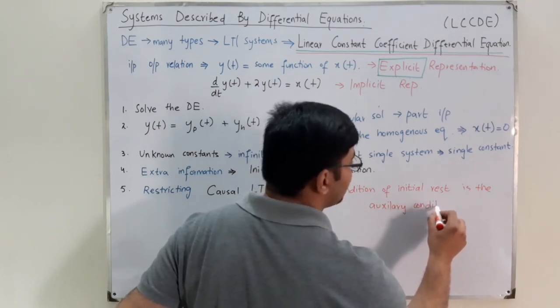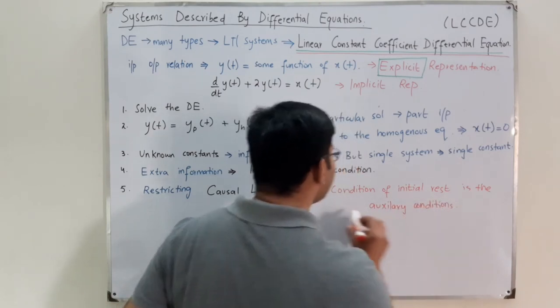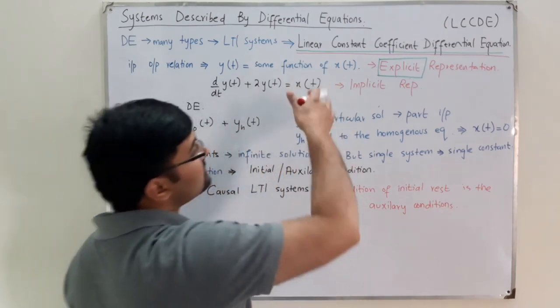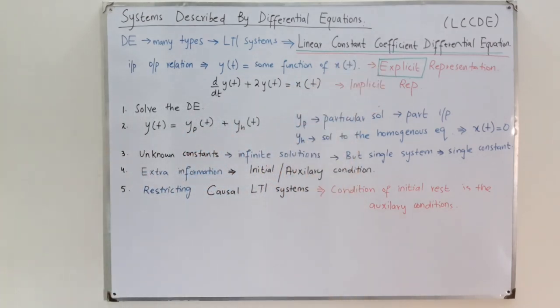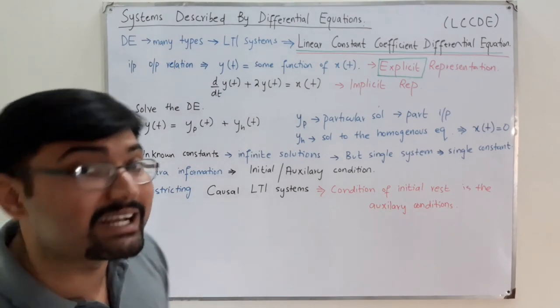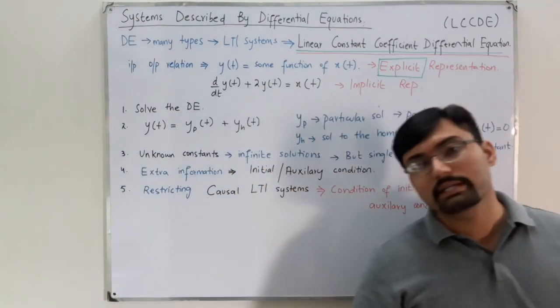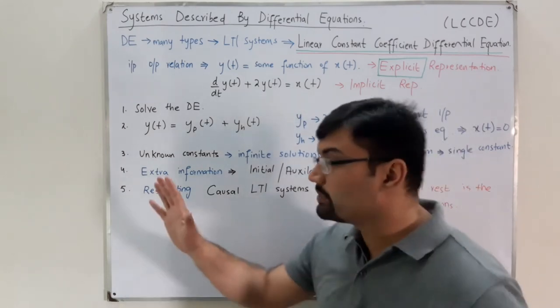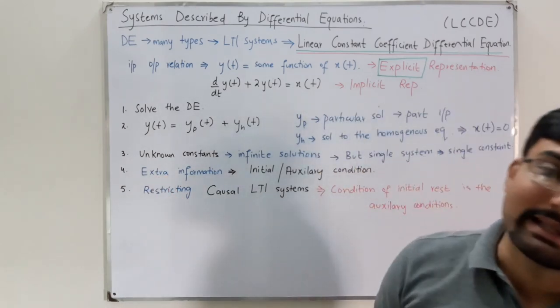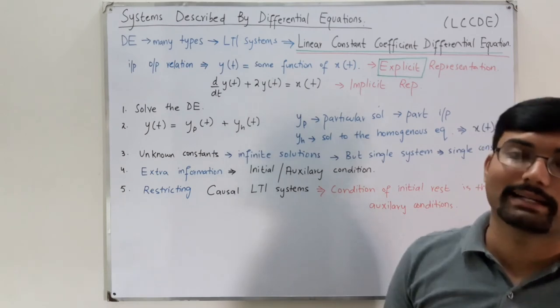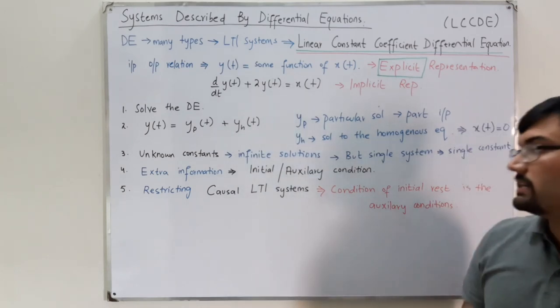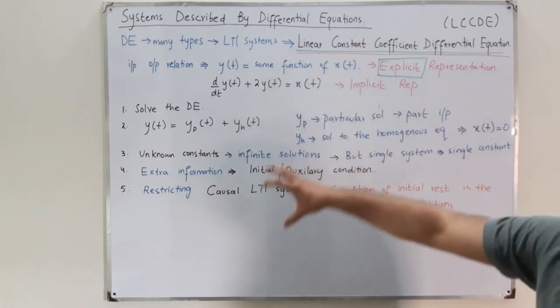You can take any other conditions. You may be given an auxiliary condition along with the question, but to generalize and simplify our study, we are using a property that the system output would be zero for negative values of time. The impulse response is zero. We've already seen that in the property of causality of LTI systems.